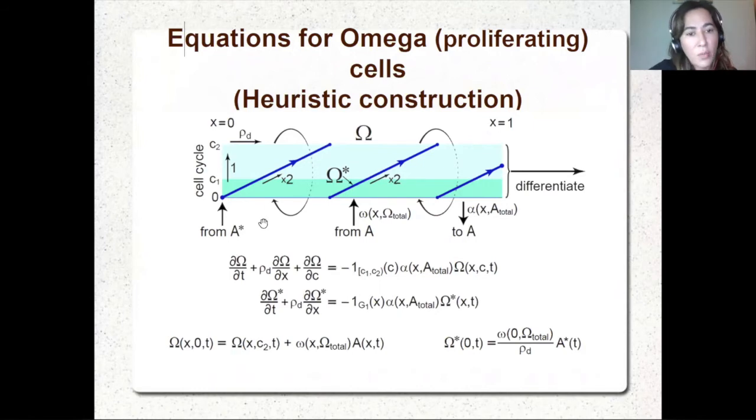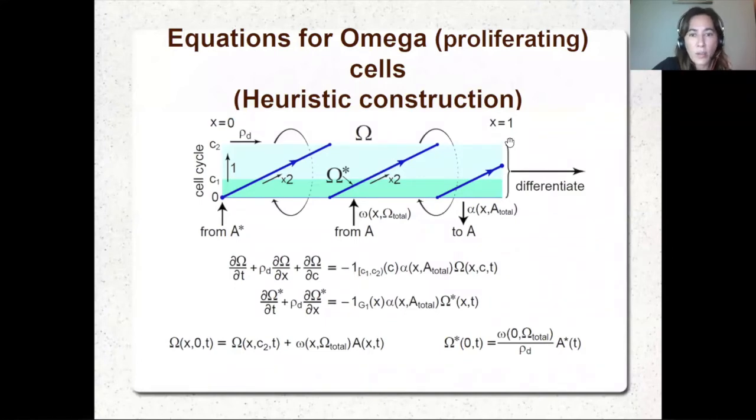We do again need to, when we're developing these PDEs, obviously we need to be thinking about boundaries. So we have this boundary at x equals 0, at c equals 0, and at this boundary we have the cells that are coming back in from C2, but also the new cells that are entering from the A population. They enter through this boundary here. This here is what's happening at the boundary of 0 for the omega star cells, and this is just a scaling because of the A population.